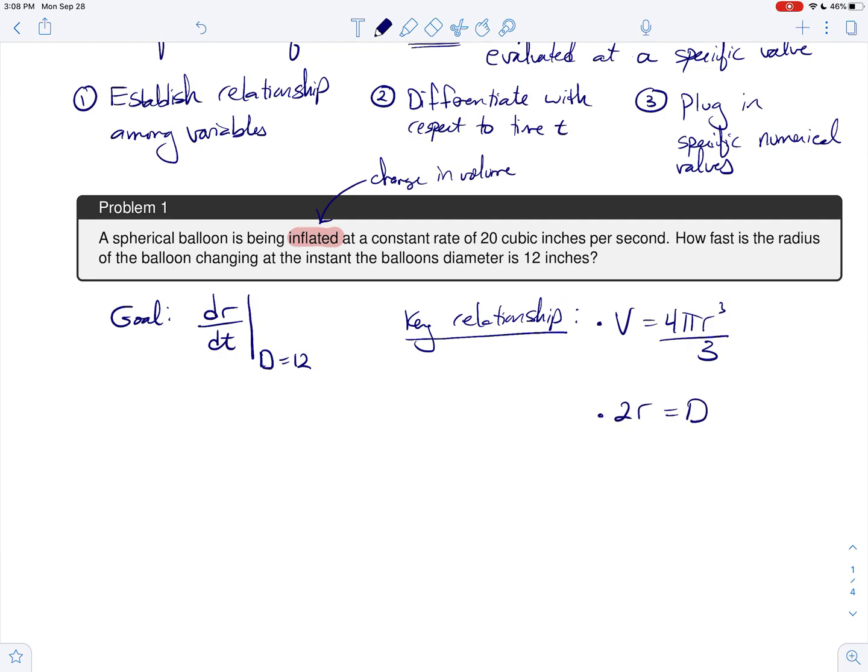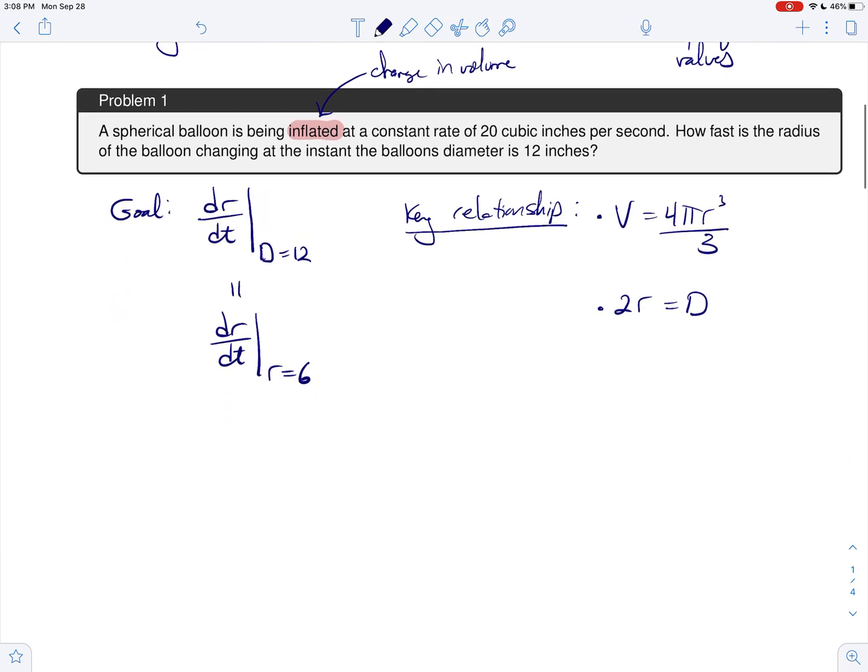So we're going to need that. And already you can begin translating in your mind. The moment the diameter is 12 is the same as the moment that the radius is 6. So we can write this. This is equal to the rate of change of the radius with respect to time evaluated at the moment the radius is 6. So feel free to make those changes.